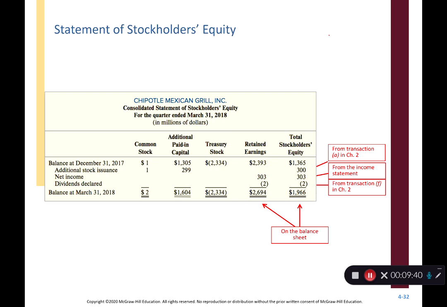exam 1. Retained earnings is that beginning plus net income minus dividends that we've talked about, and that gets us our ending equity, which is going to show up on our balance sheet.